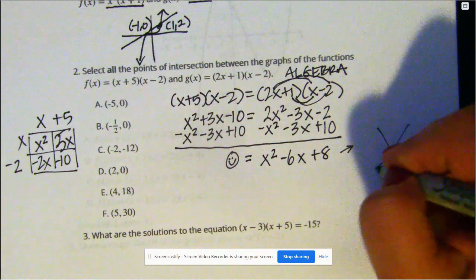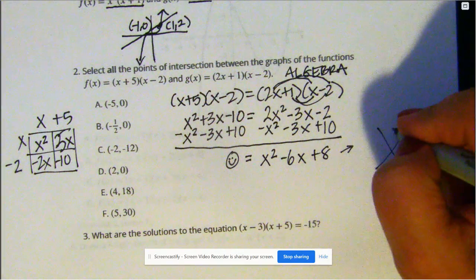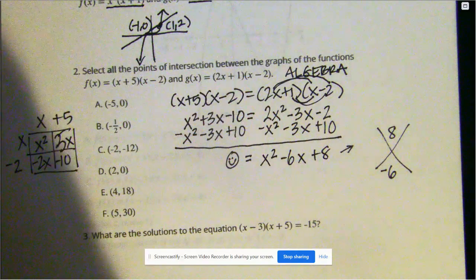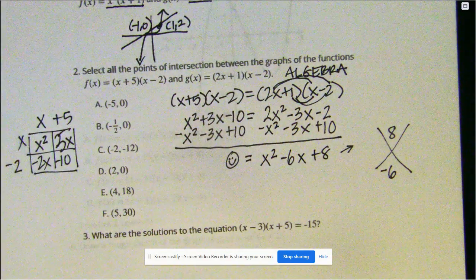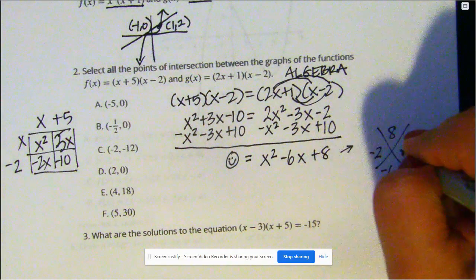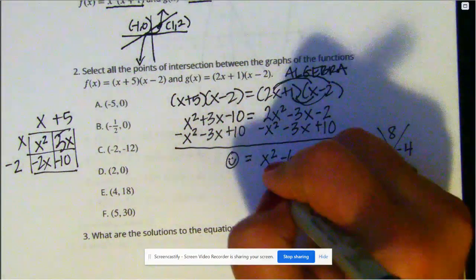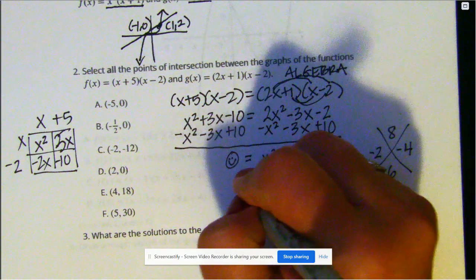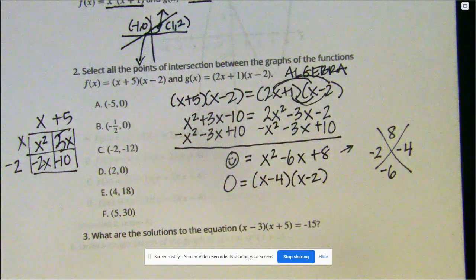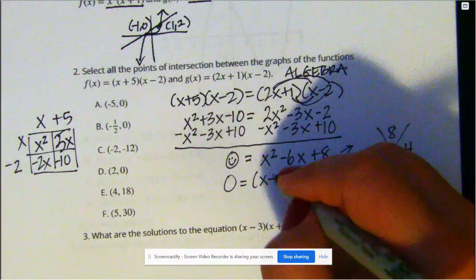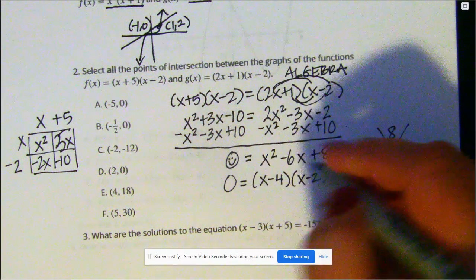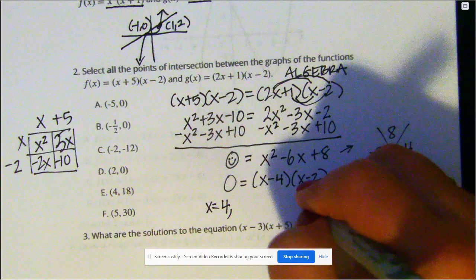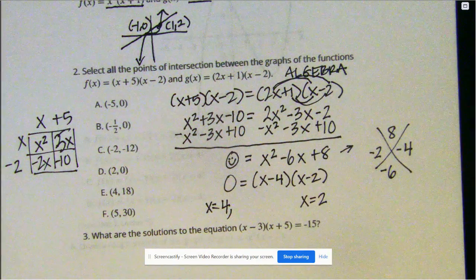So I'm going to use my little Timba puzzle. What two numbers multiply to 8 but add to negative 6? Sorry, guys. Negative 2 and negative 4. So that means x minus 4 times x minus 2. And I like factored form because now I can tell that whatever makes this 0 is one of the solutions. So the solutions are 4 and 2.